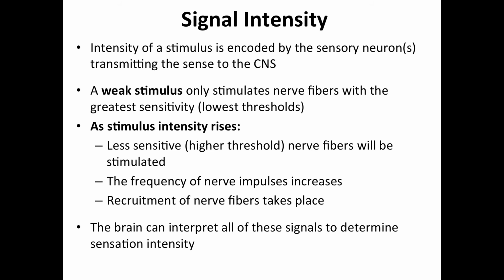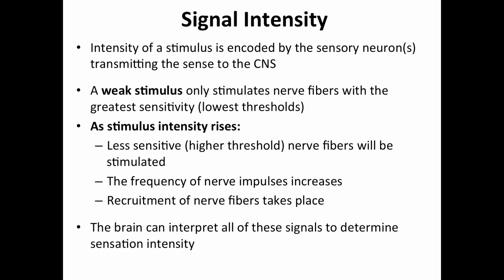So your brain then will become aware of the sensation of both. So we've talked modality and location. Now we move to signal intensity. So of course a weak stimulus versus an increased stimulus strength works like this. A weak stimulus is going to stimulate nerve fibers that have the greatest sensitivity. Recall this is associated with neurons that have really low thresholds. So it's very easy to depolarize towards an action potential.